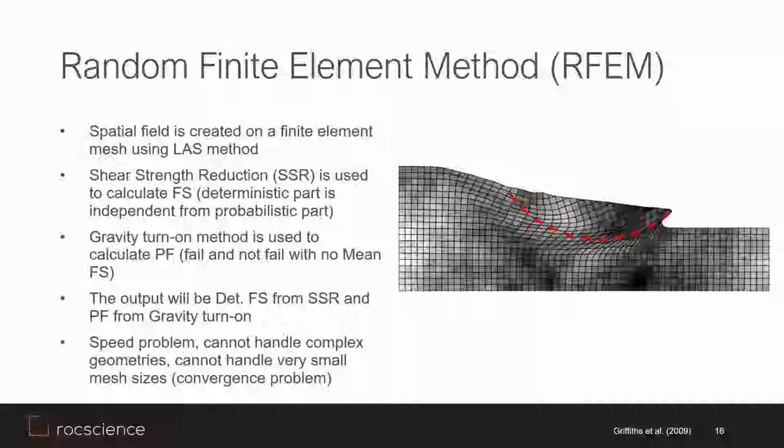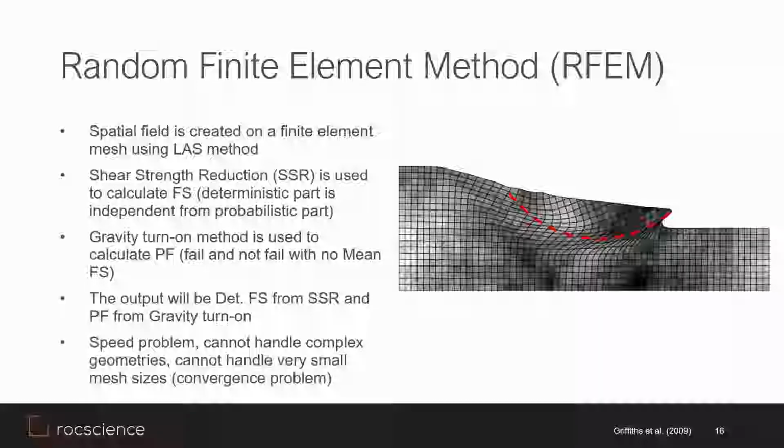Random finite element method is a combination of random spatial fields together with finite element method to find failure mechanism. In this method, a spatial field is created on a finite element mesh using local average subdivision method, as you can see in this figure. The shear strength reduction method is used to calculate factor of safety in this approach.